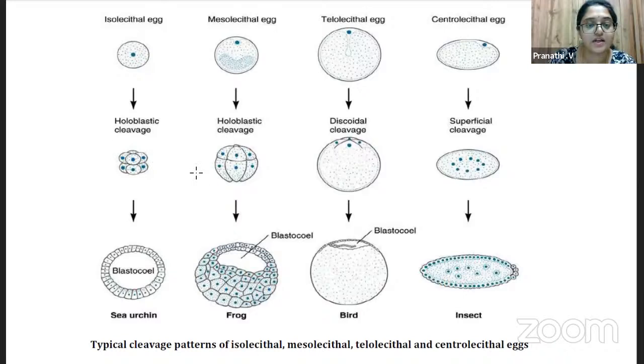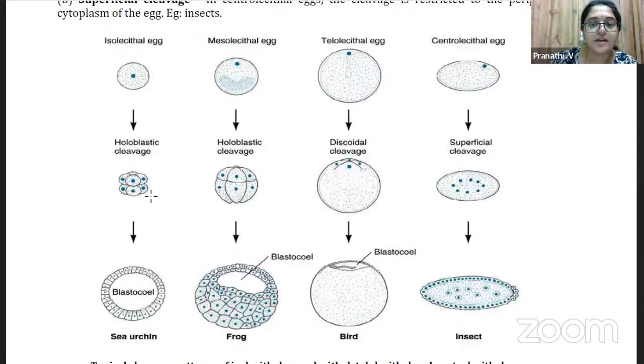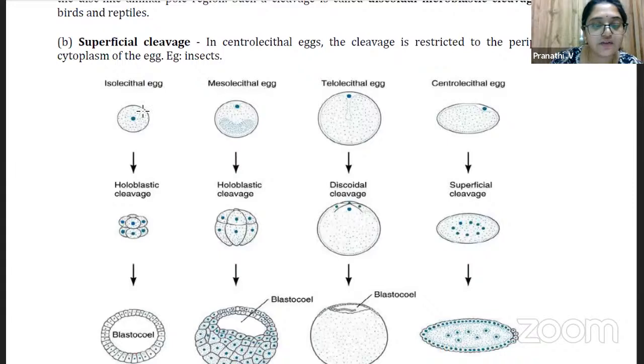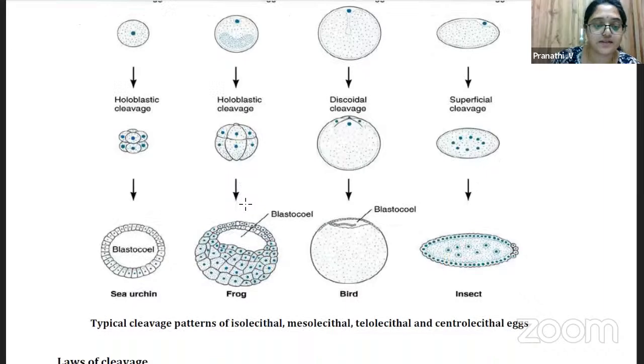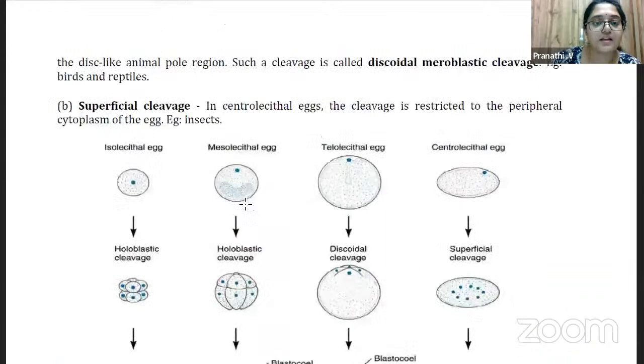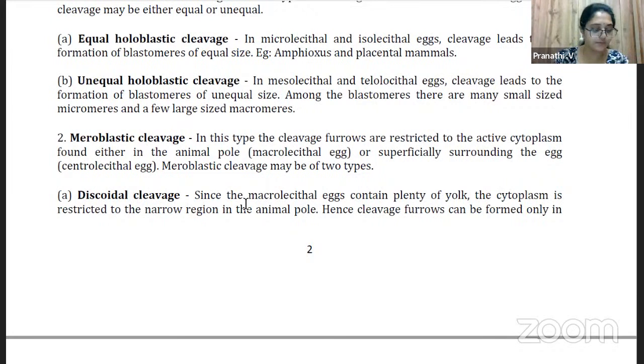And then you have the determinate and the indeterminate cleavage also, wherein the fate of the embryonic cell, each and every cell, has a particular function. So in case there is any removal of that particular cell, then you do not have that particular organ being developed. That is in the case of annelids, molluscs, and ascidians.